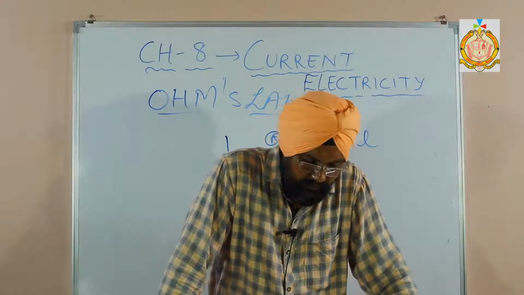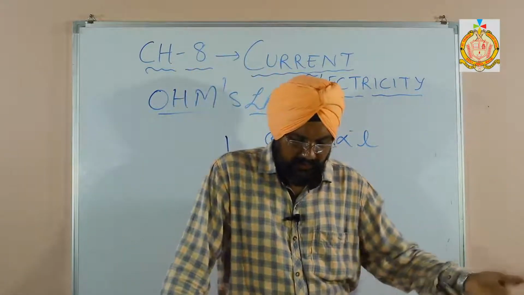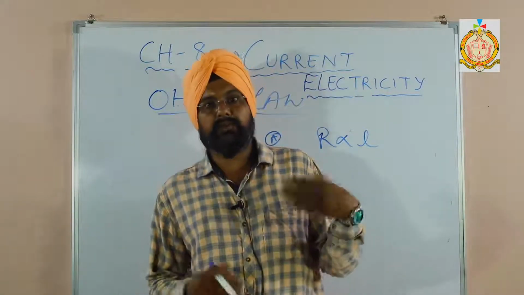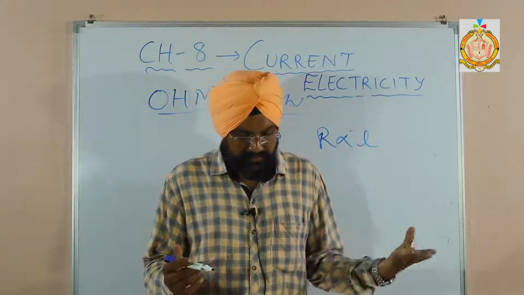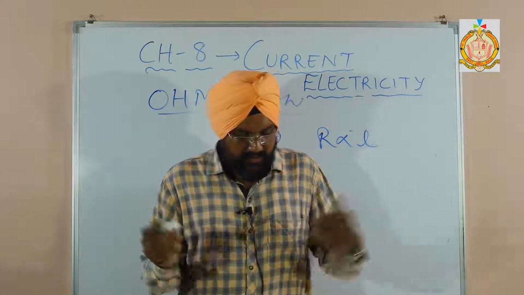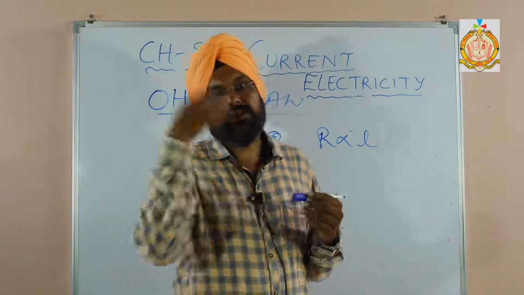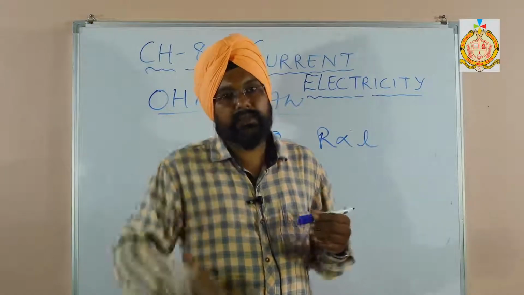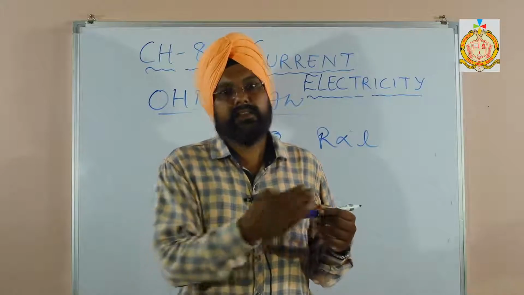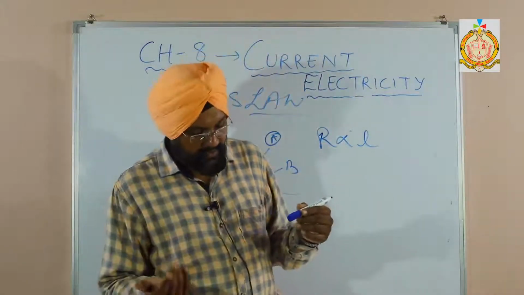The next one is temperature. If the temperature increases, the random motion of the particles in the conductor also increases, so the number of collisions also increases. Then the resistance of the conductor increases with increase in temperature, because as the temperature increases, collisions increase, and as the collisions increase, the resistance also increases. So the more the temperature, the more the resistance.